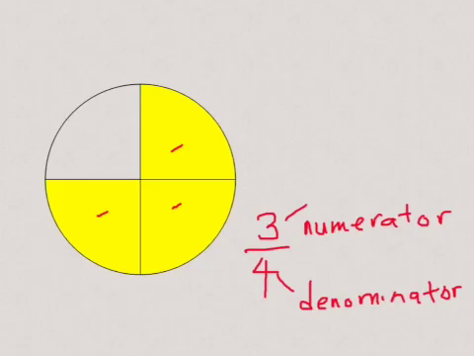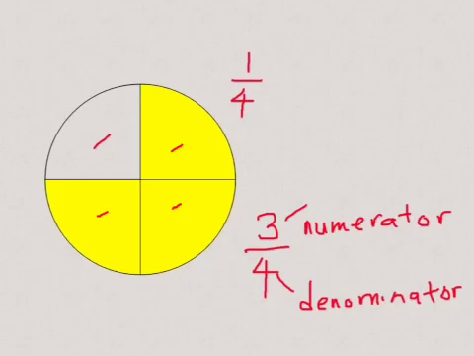Now, my next question to you is, how many parts of this circle are not shaded? Well, take a look. Let's count. 1. One part of this circle is not shaded. And how do we write out the fraction that represents this unshaded part? We are going to write it as 1 out of 4, or 1/4.